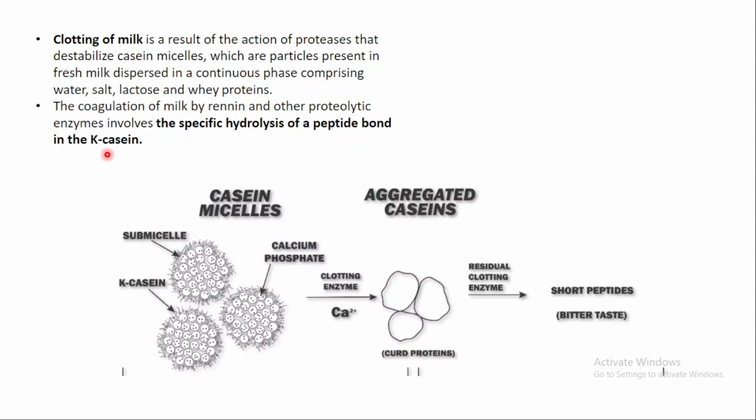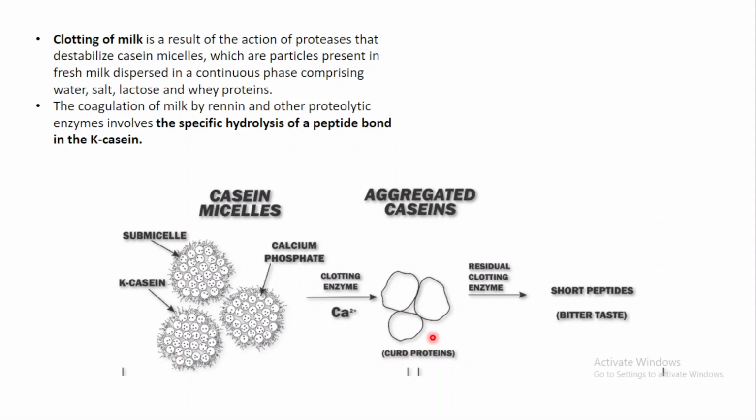And here is a representation of milk clotting. So this is a micelle showing K casein molecule. Calcium phosphate is also present in the micelle. Whenever there is a clotting enzyme, these are casein micelles. Whenever there is a clotting enzyme like renin in presence of calcium, these caseins are aggregated and form curd.